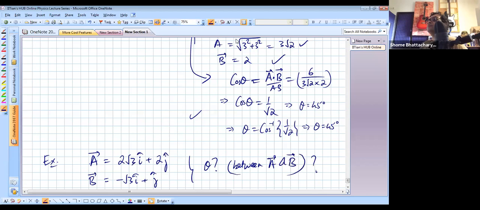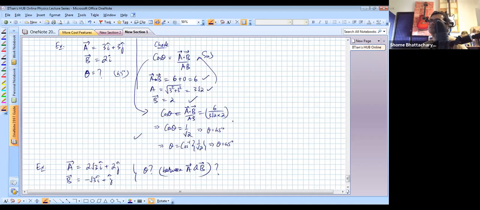So just apply the same method as the previous question and work this out quickly. Tell me how much you should get over here. Just apply the same method that I've done over here, this method.